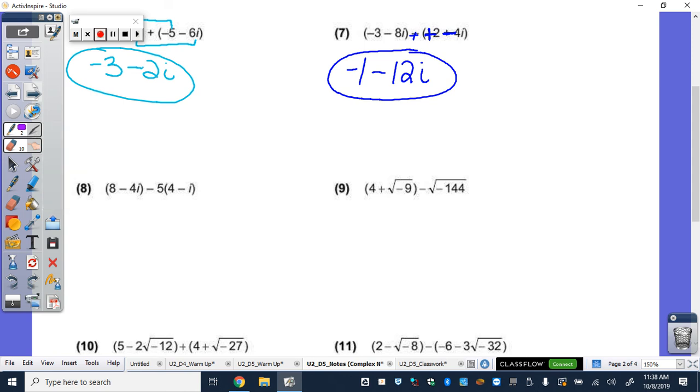Number 8, what should we do first? Yes, distribute this negative 5 here. So negative 5 times 4 gives us 20. Negative 5 times negative i gives us positive 5i. And then I just bring down the other one. Nothing happened to that one. So now 8 minus 20 will give us a negative 12. Yep. And then negative 4i plus 5i gives us a plus i.